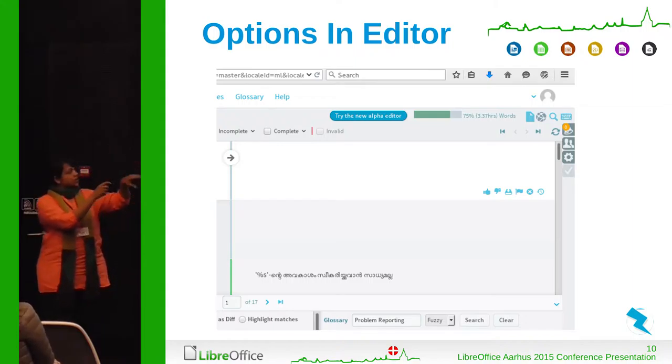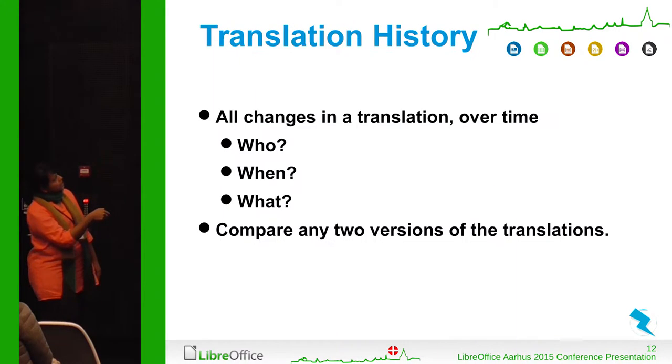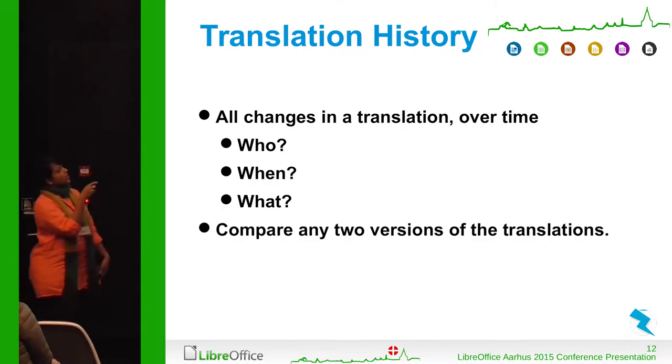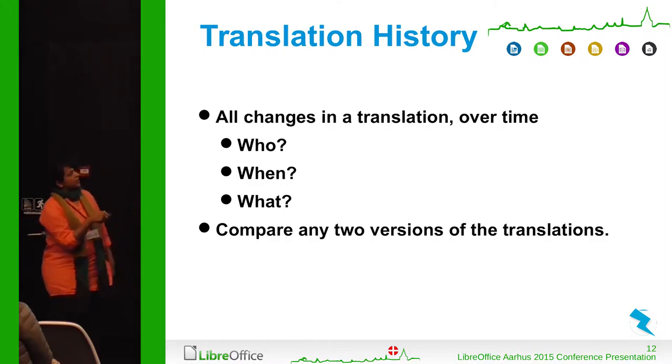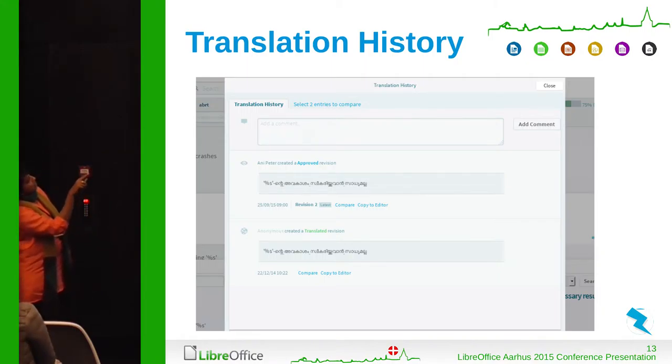want to put for the particular string, you can get it when you click on this particular icon. So that is known as the translation history. So translation history shows who did what changes, when they did that change, and what the changes were. And also you can compare two versions of translations and check the differences between them. So this is how a translation history would look like. When you click on that icon, you get here.